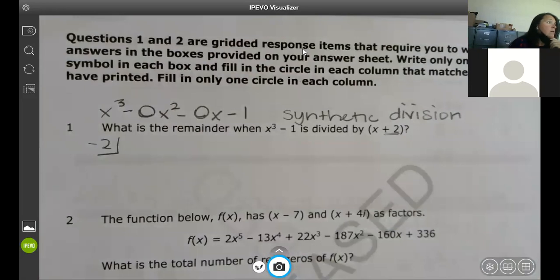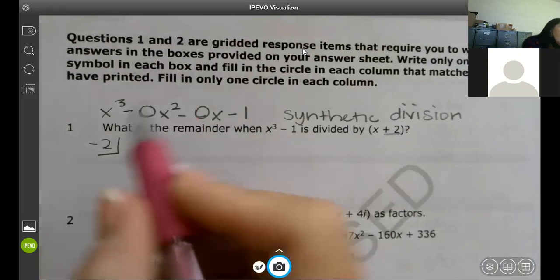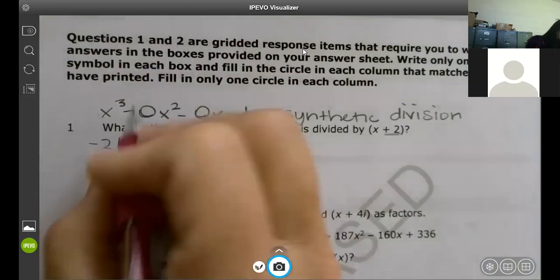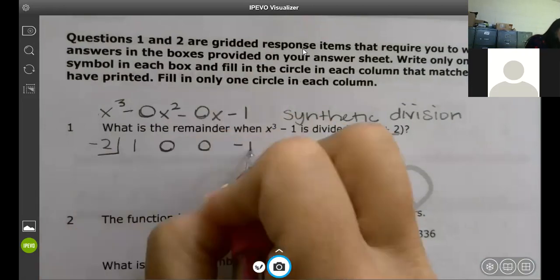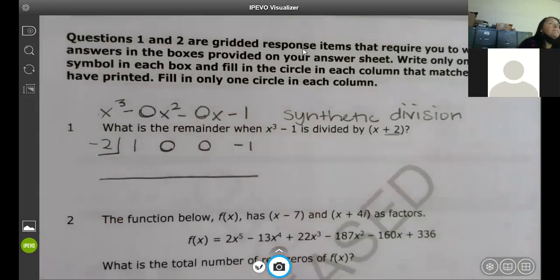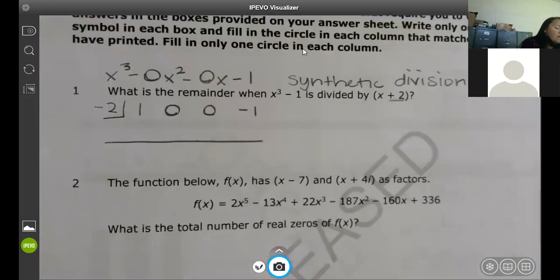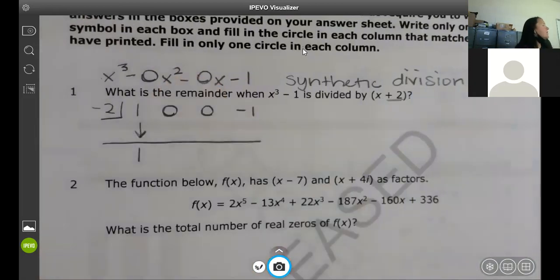Okay. So we're going to put those single numbers, no x's, no variables, in front. So we're going to line them up. It's a 1x cubed, a 0x squared, a 0x, and a -1. We skip a line and draw a line. We always bring down that first number. That's always your first step.